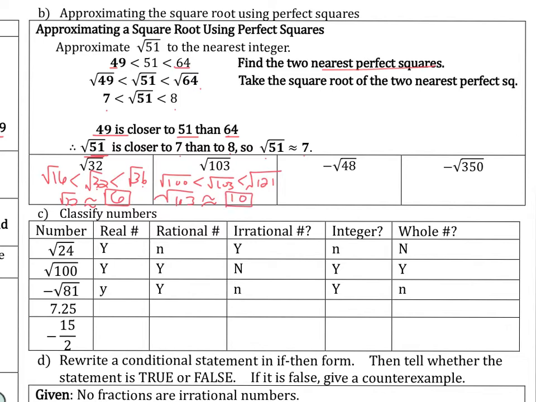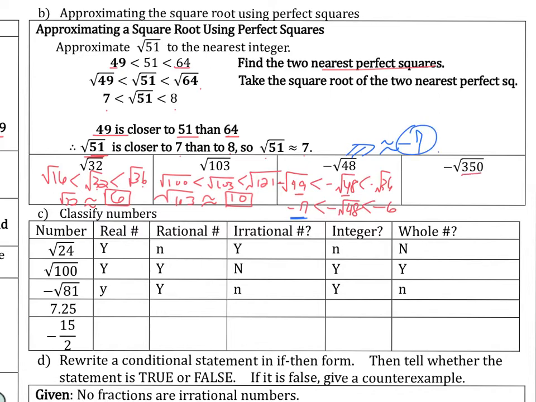And for the next one, we can say negative 49 and negative square root of 36. And 49 is much closer to 48. So negative 7. So as you can see, negative 48 is very close to negative 7.